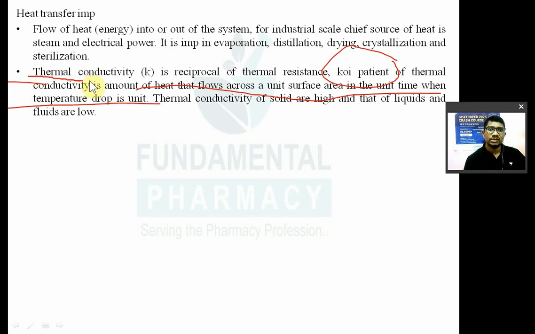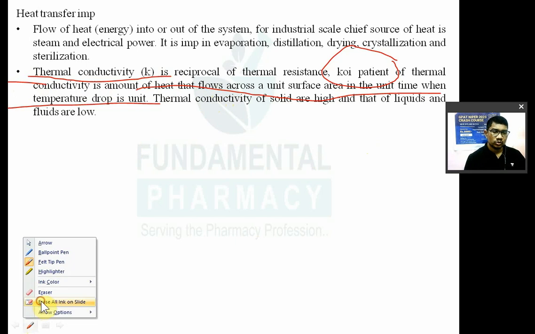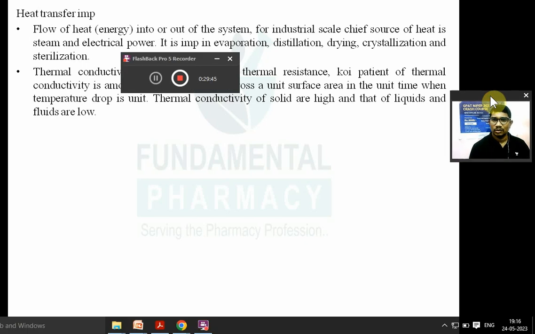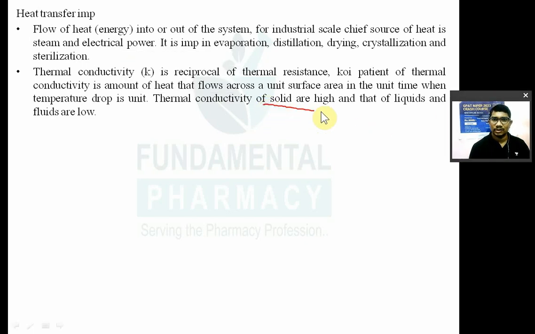thermal conductivity is denoted by K. Now it is a reciprocal of thermal resistance. Now coefficient of thermal conductivity is nothing but the amount of heat that flows across the unit surface area in the unit time when temperature drop is a unit. So thermal conductivity of solid is higher than liquids and fluids. सॉलिड का थर्मल कंडक्टिविटी ज़्यादा होता है, सॉलिड ज़्यादा देर तक गर्म होता है, ज़्यादा देर तक हीट एनर्जी वो कंडक्ट कर सकता है. Solids will have a higher conductivity as compared to liquids and fluids. Okay, you have to remember.